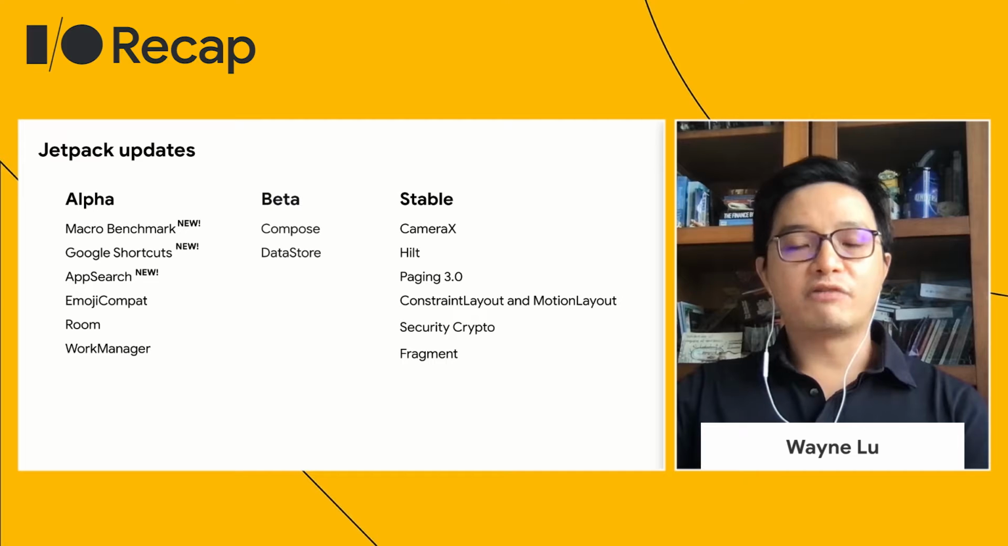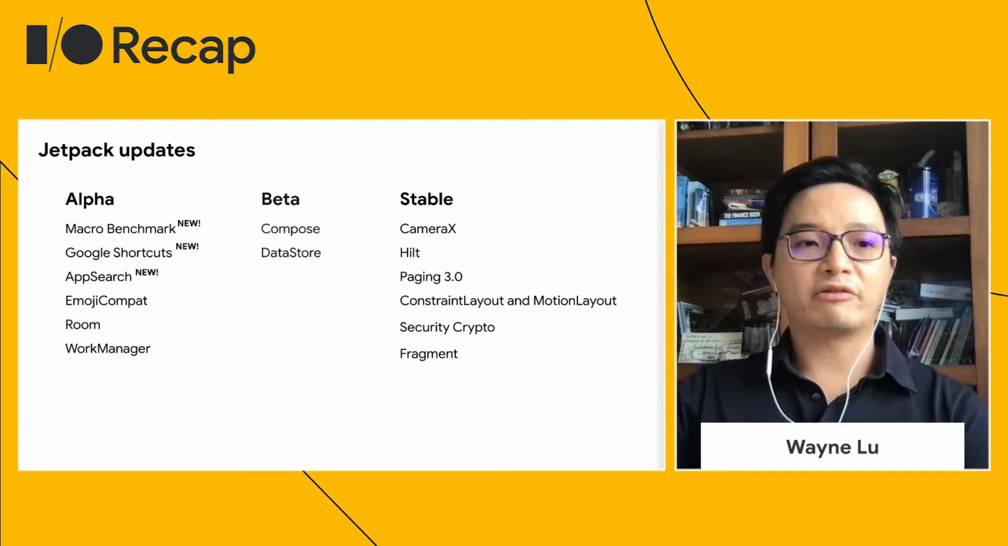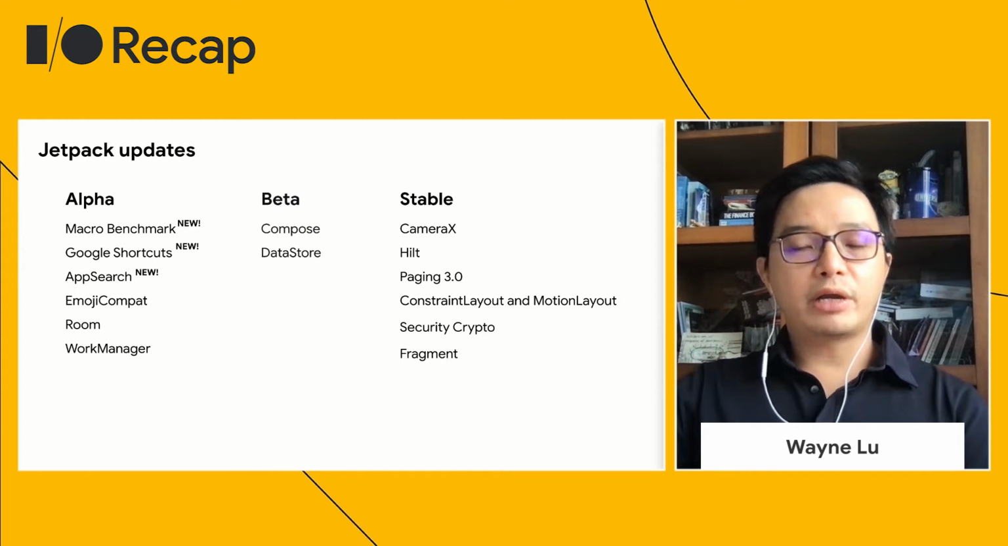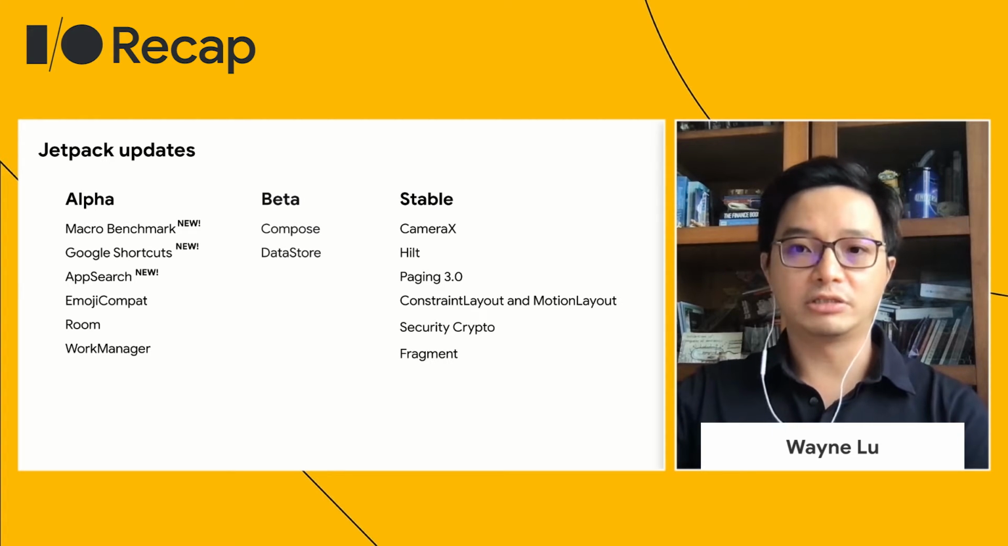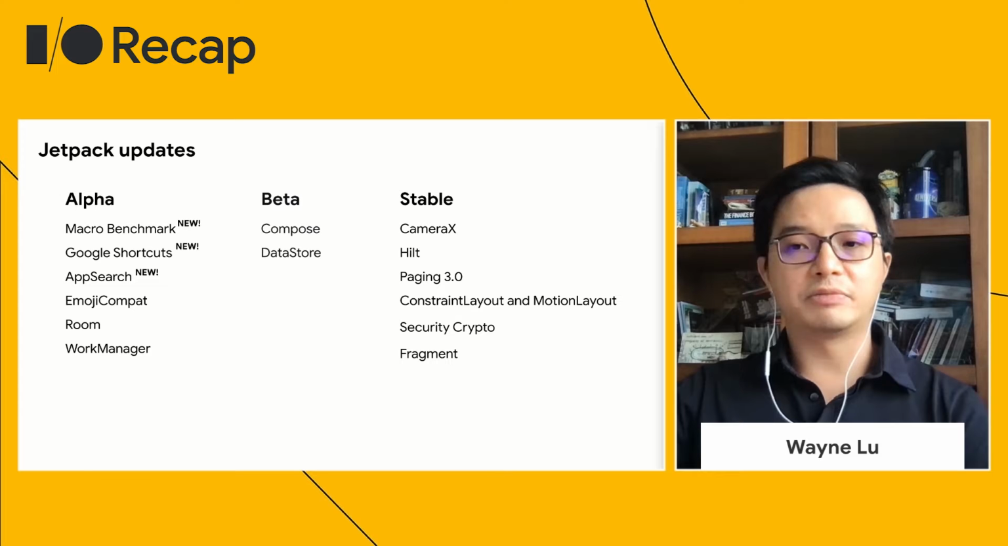Here's a quick summary of all the updates to Jetpack. We have categorized the APIs into alpha, beta, and stable. Alphas are libraries under active development. Features may be incomplete, however, everything is tested and highly functional. New in this category are Macro Benchmark, Google Shortcuts, and App Search.